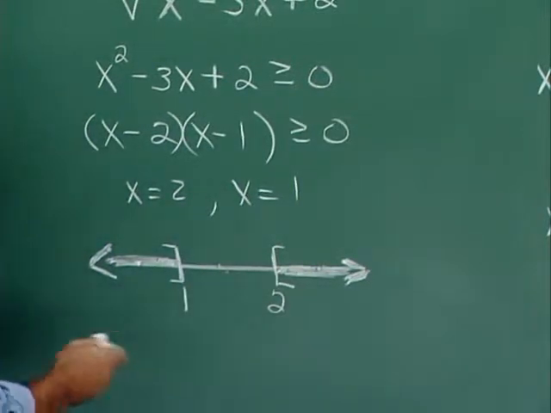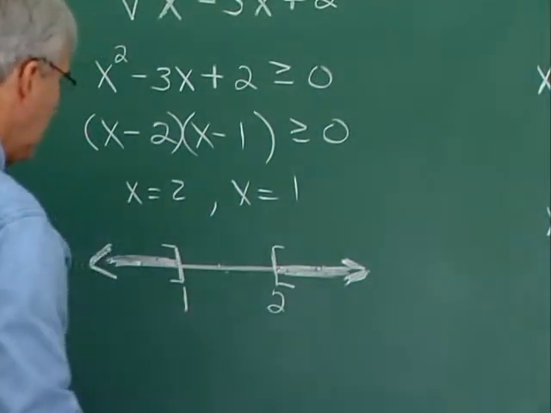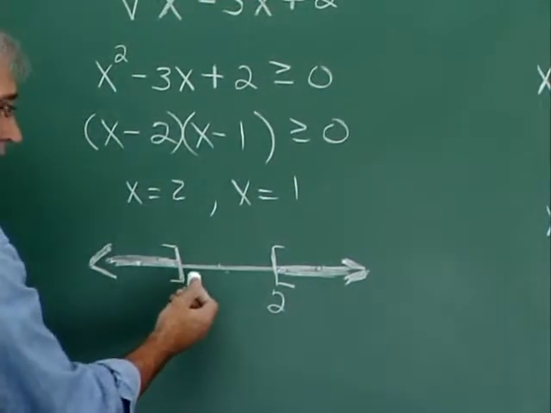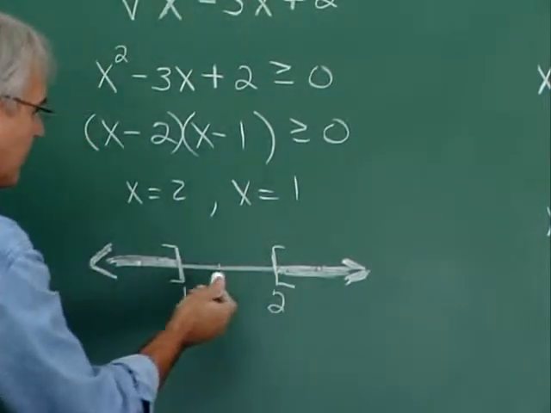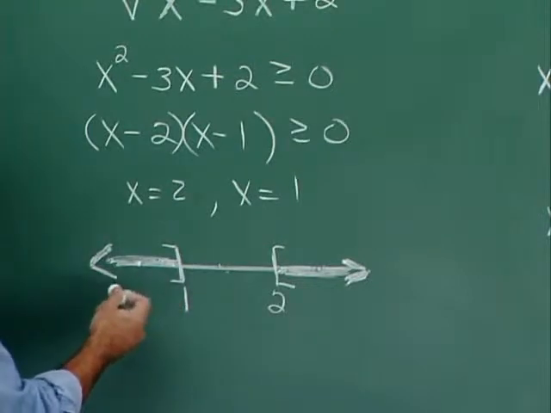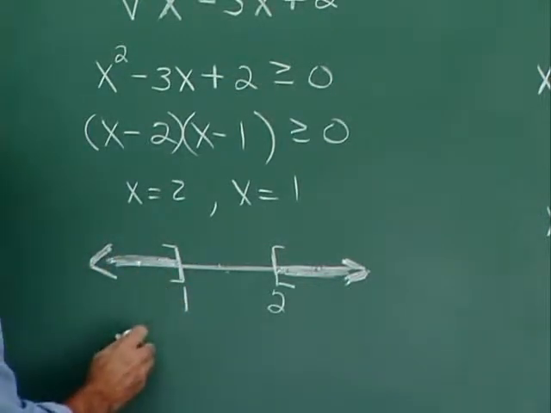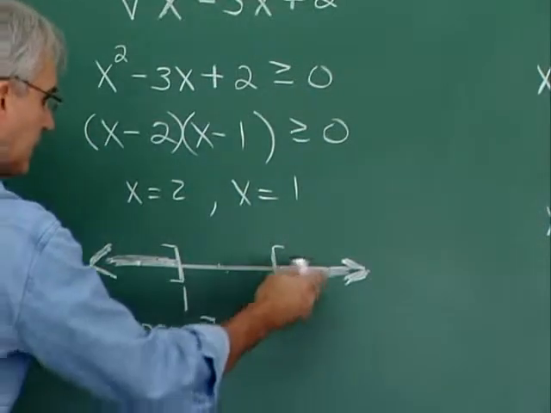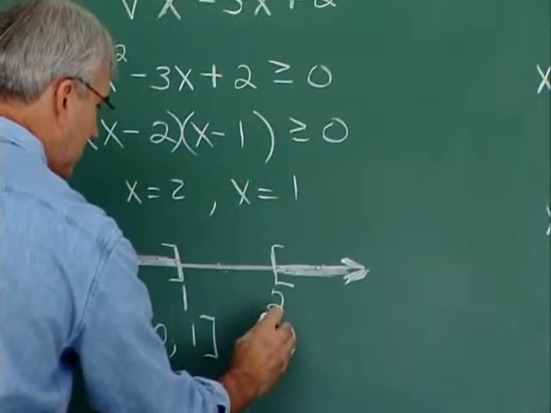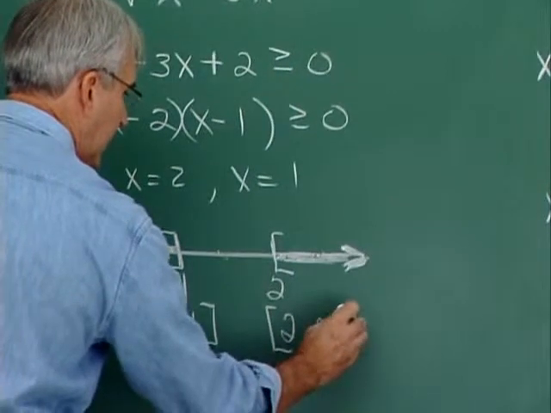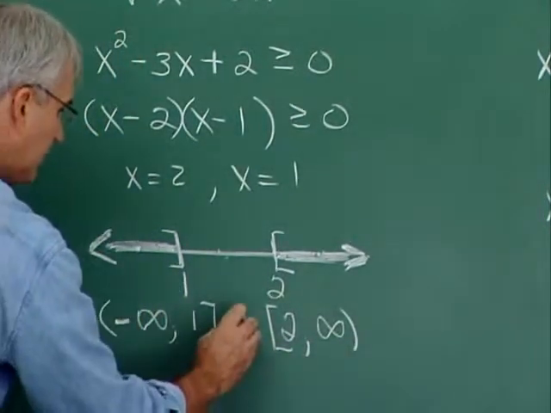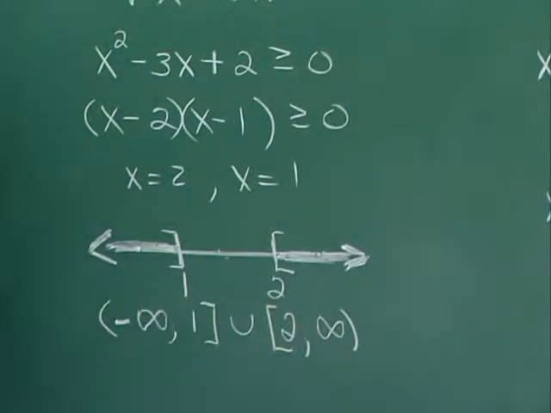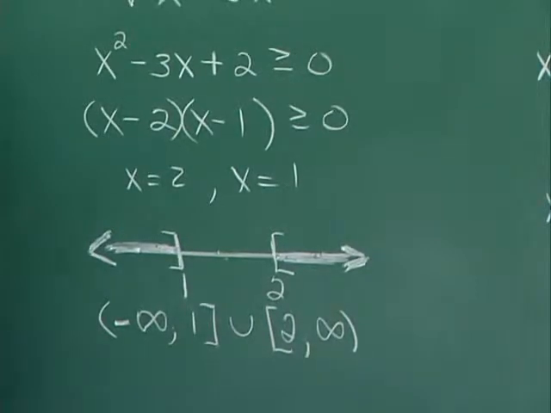Now, we can show that domain like this. Another way to describe the domain would be in interval notation. This is the interval from negative infinity to 1, and this is the interval from 2 to infinity. And it is the union of these two that will give us our complete domain.